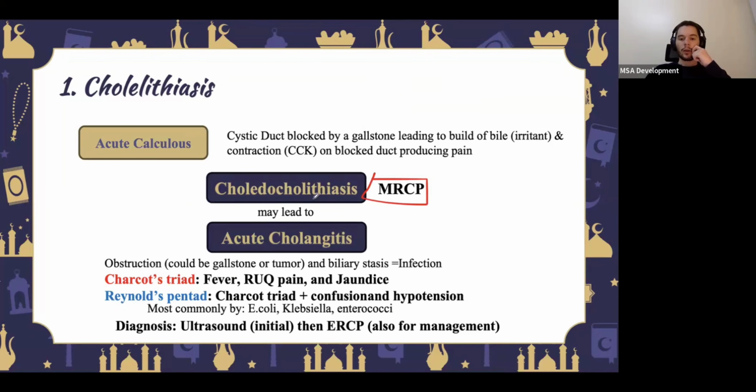Okay? Now the third scenario, let's take a look at cholelithiasis really quickly. For cholelithiasis, you could diagnose it using an MRCP, and it may lead to acute cholangitis. We already mentioned what acute cholangitis is. It is fever, right upper quadrant pain, and you'd have jaundice as well. And it typically happens because of an obstruction.